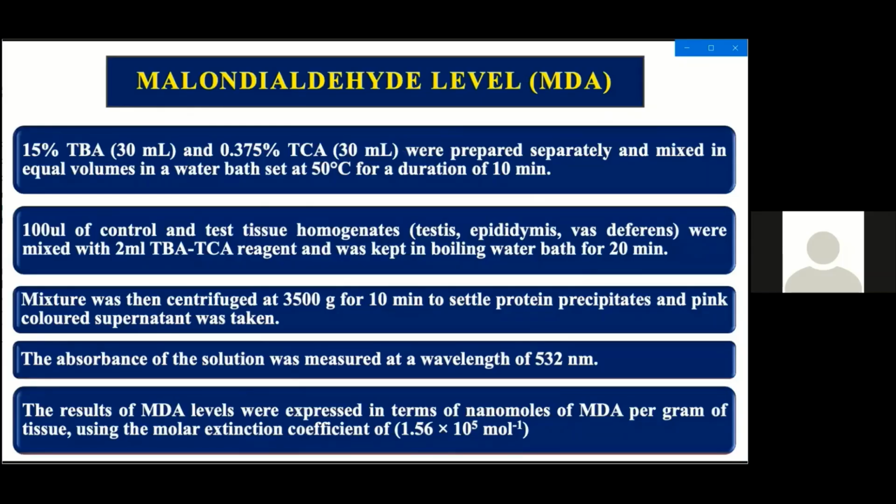MDA level was estimated by the TBA-TCA method, and for this, we took the tissue homogenates of testis, epididymis, and vas deferens. The mixture was centrifuged at 3500 g for 10 minutes to take the supernatant. Absorbance of the supernatant was measured at 532 nanometer, and the MDA level was expressed in terms of nanomoles of MDA per gram of tissue using the molar extinction coefficient of 1.6 × 10^5 per mole.